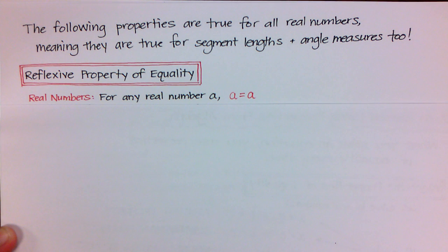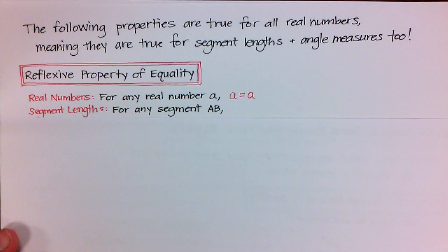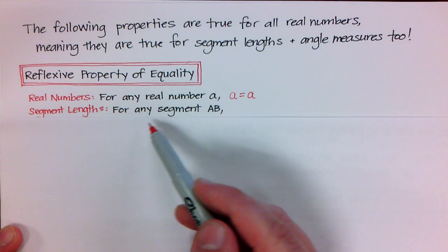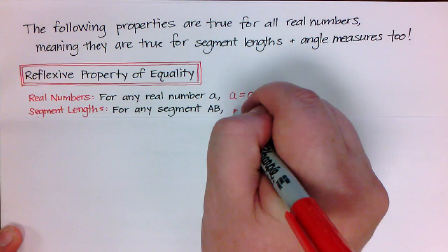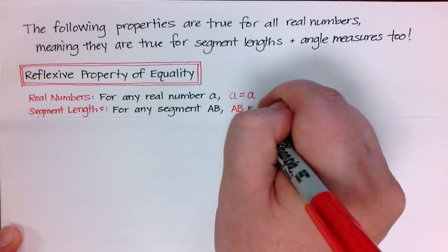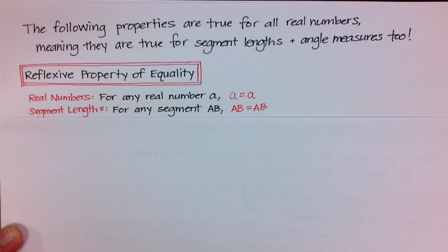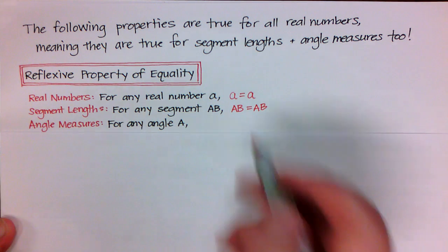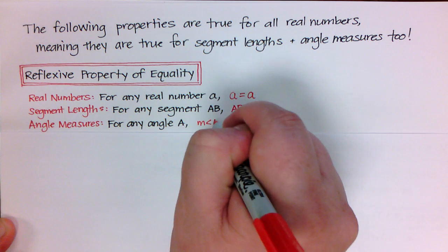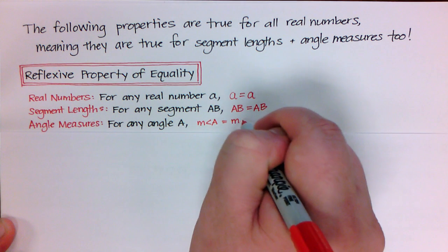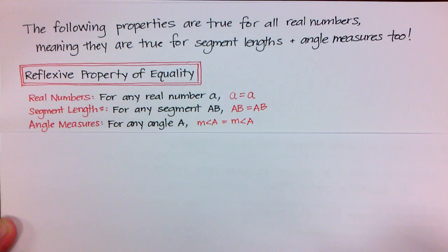It's reflexive. Okay, it's kind of just saying 2 equals 2. If I'm talking about a segment length, then I can say for any segment AB, well then the measurement AB is equal to AB. That's kind of a given. All right. And same thing with an angle measurement. For any angle A, the measure of angle A is equal to the measure of angle A. It's kind of just stating the obvious, but this comes from a property called the reflexive property of equality.